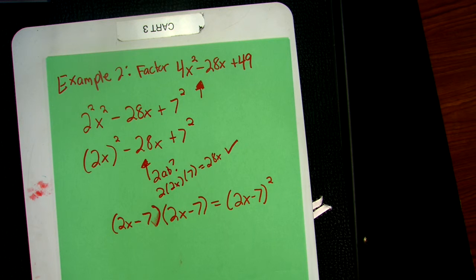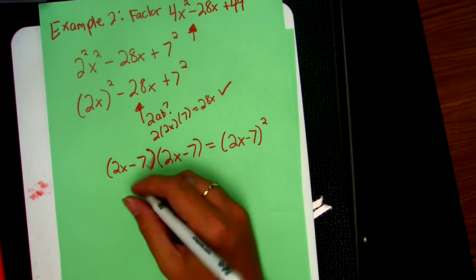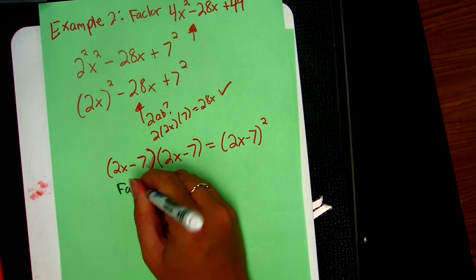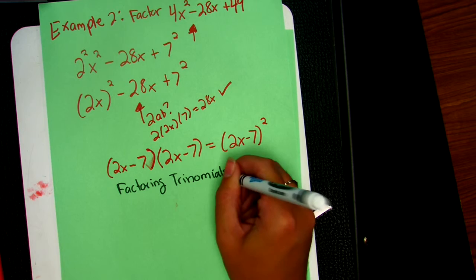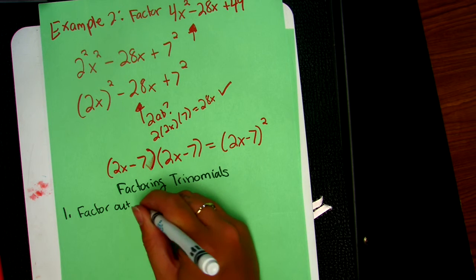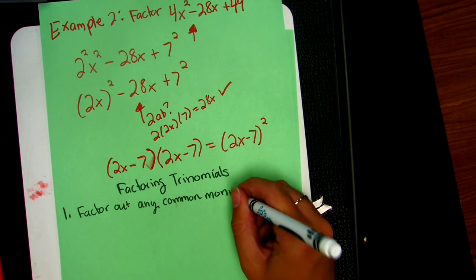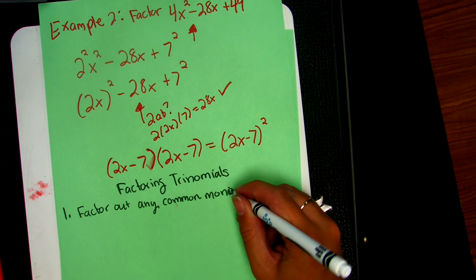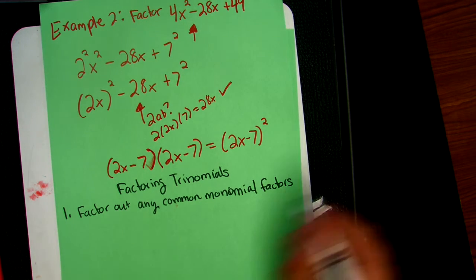All right, so as with binomials, there are several steps involved in factoring a trinomial. The main difference is going to be step 3. So let's talk about these steps in factoring trinomials. Step 1, we want to factor out any common monomial factors, just like we did when we were factoring binomials. Same step 1, we factor out any common monomials.